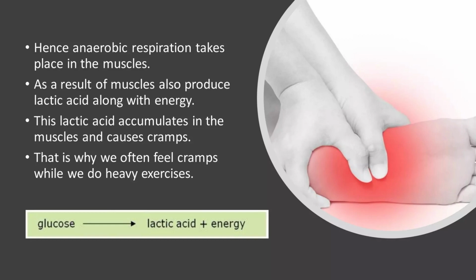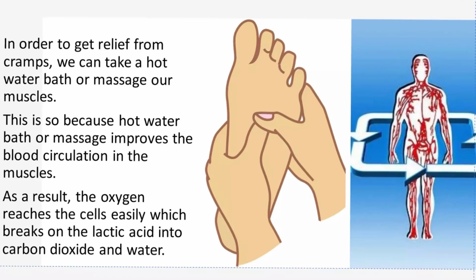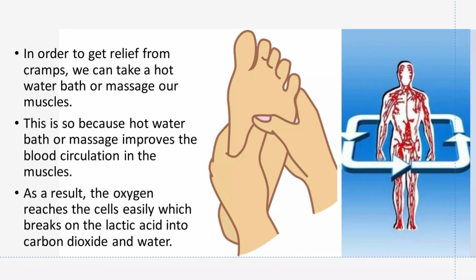Glucose, lactic acid, energy. In order to get relief from cramps, we can take a hot water bath or massage our muscles. This is so because hot water bath or massage improves the blood circulation in the muscles. As a result, the oxygen reaches the cells easily, which breaks down the lactic acid into carbon dioxide and water.